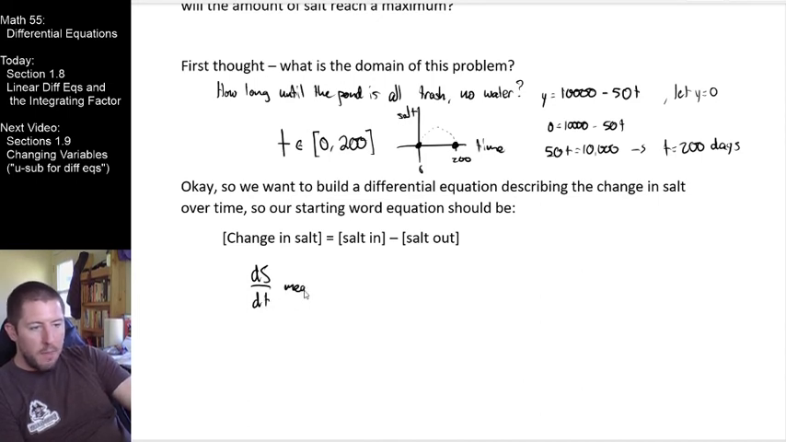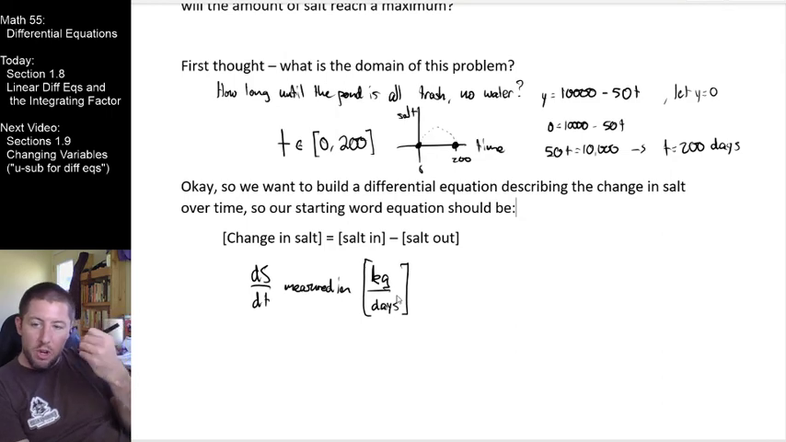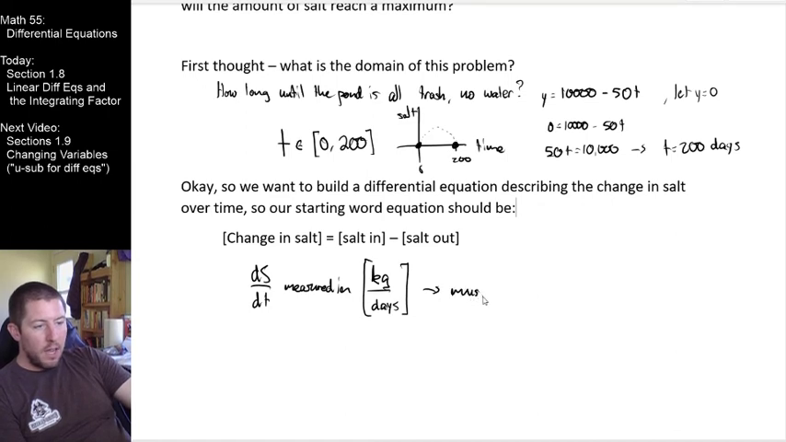So notice this is measured in... This is salt, so it's measured in kilograms. This is dt, it's a measurement of time. So this is kilograms per day. Maybe I'll get rid of that S right there. Oh, whatever, it doesn't matter. Kilograms per day. Kilograms is the numerator, days is going to have to be the denominator. So what that says to me is that this must be the units of salt in and salt out.